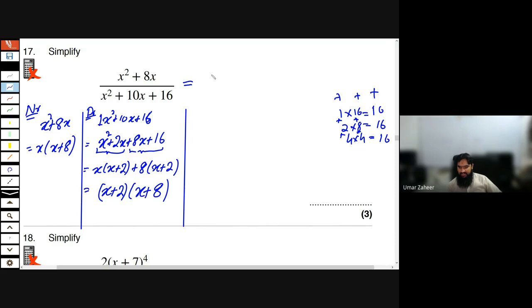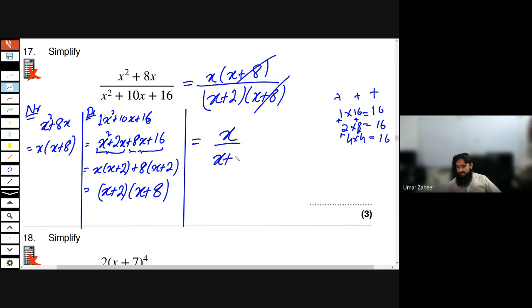x squared plus 8x is equal to x into x plus 8. And the factor form of x squared plus 10x plus 16 is x plus 2 and x plus 8. Now clearly x plus 8 is going to be cancelled out with x plus 8. We will get x over x plus 2. So that is a simplified form. We cannot simplify more.